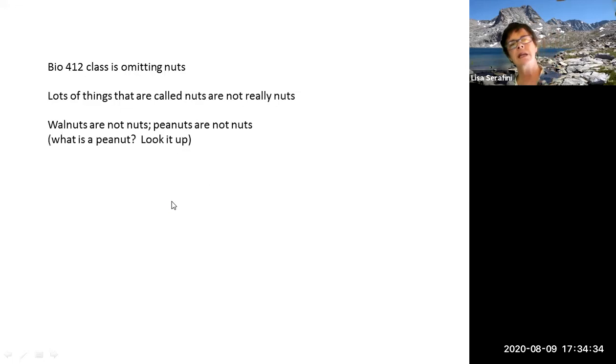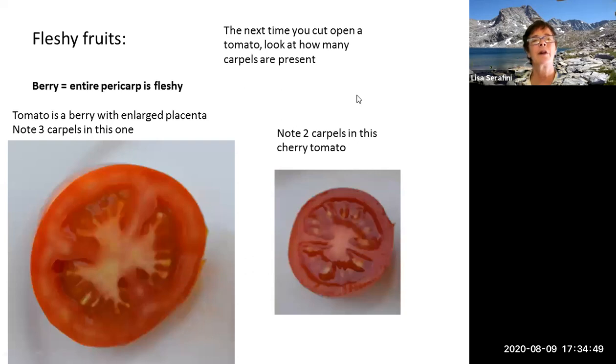So we are omitting nuts from our plant biology class, but I just want to tell you that a lot of things that are called nuts are not really nuts. So peanuts are not nuts, okay? Look it up, find out what peanuts are. And we're going to go on to fleshy fruits.